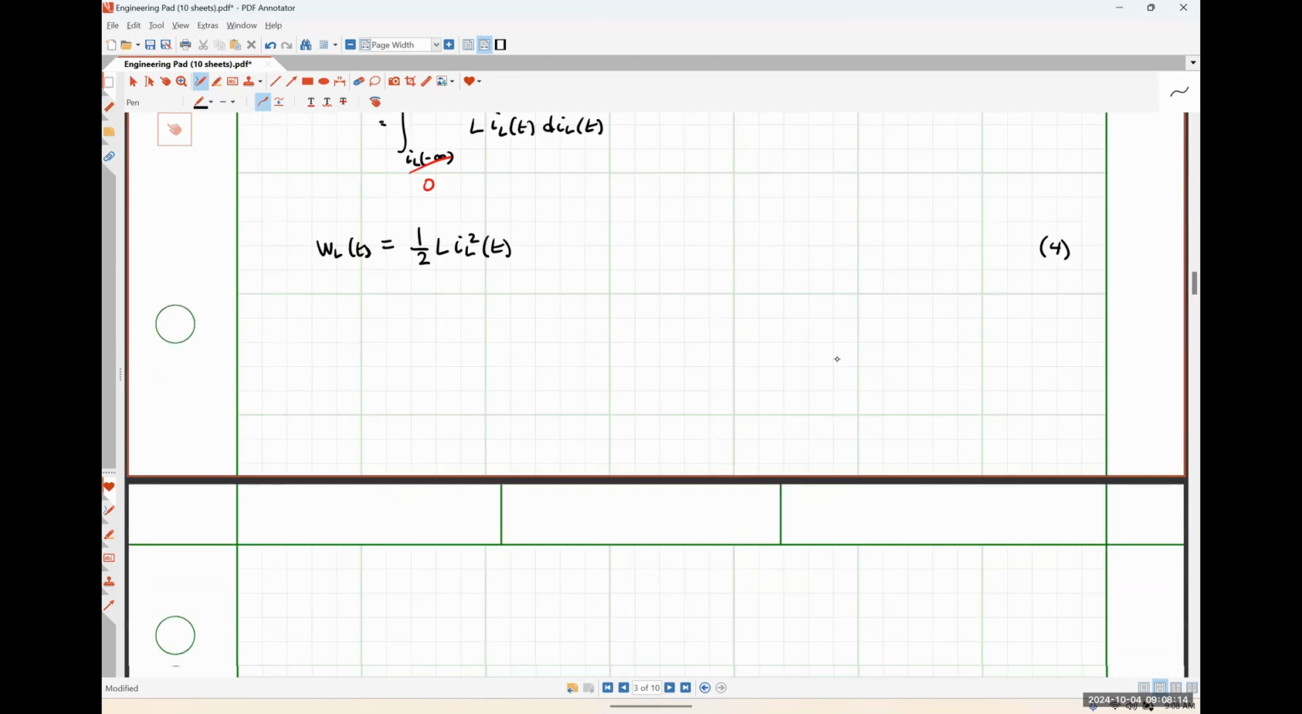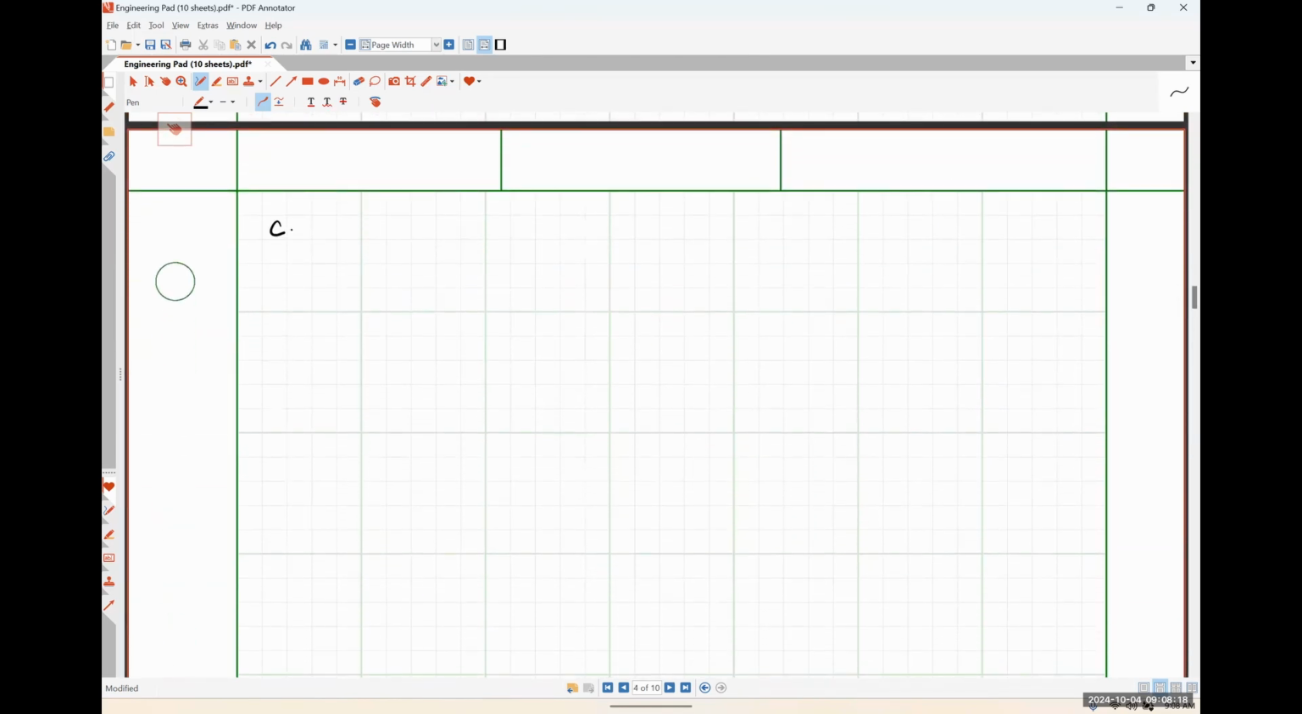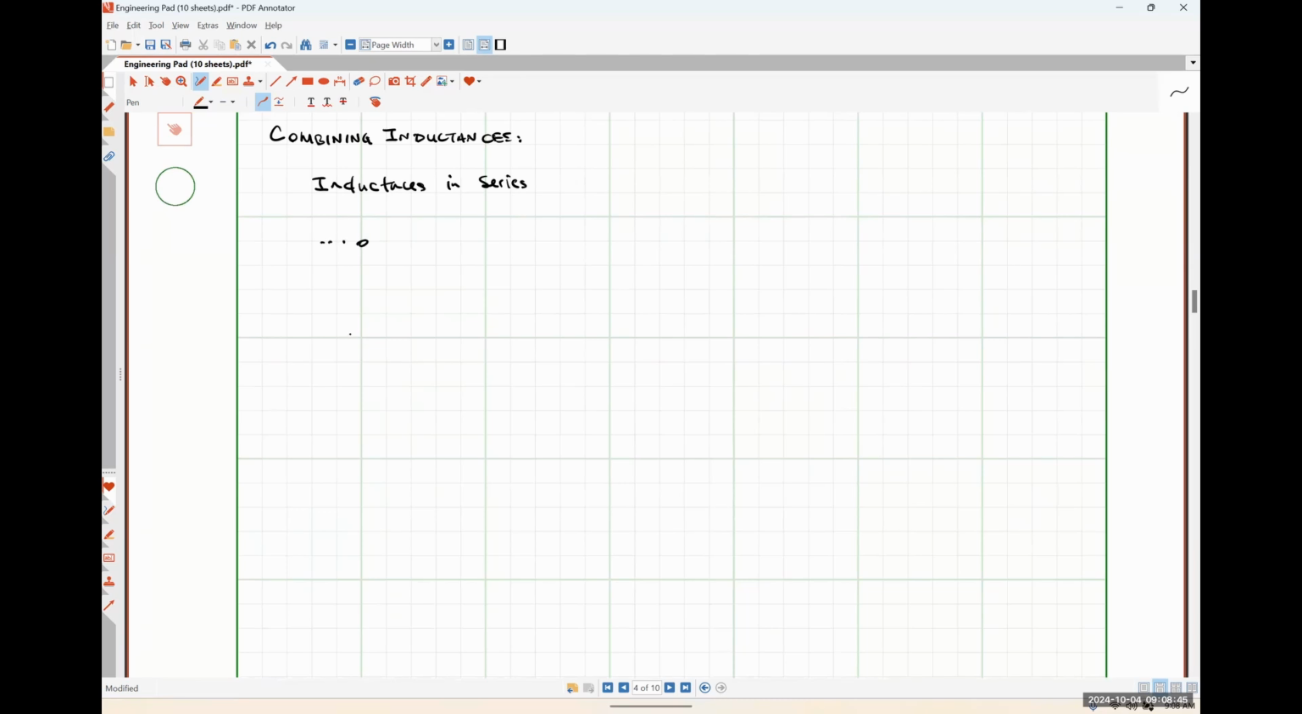Okay, so the last thing that I wanted to talk about for today is combining inductances. So let's say that we have several inductances in series. So I've got a network that's part of some larger circuit. Here's some inductance L1, some inductance L2, all the way out to some inductance L sub n, like so.